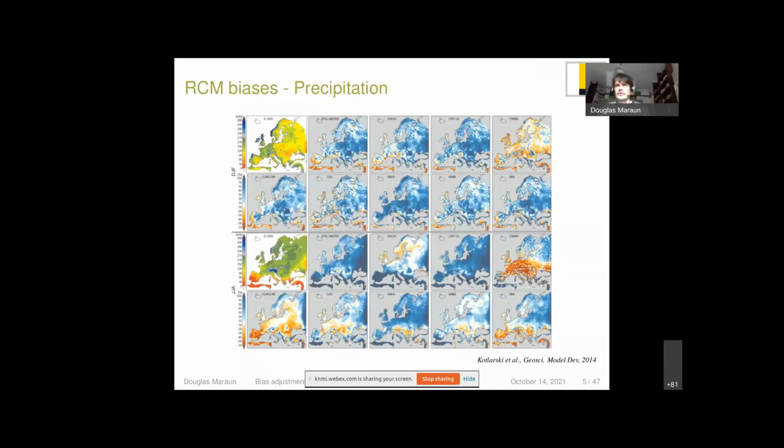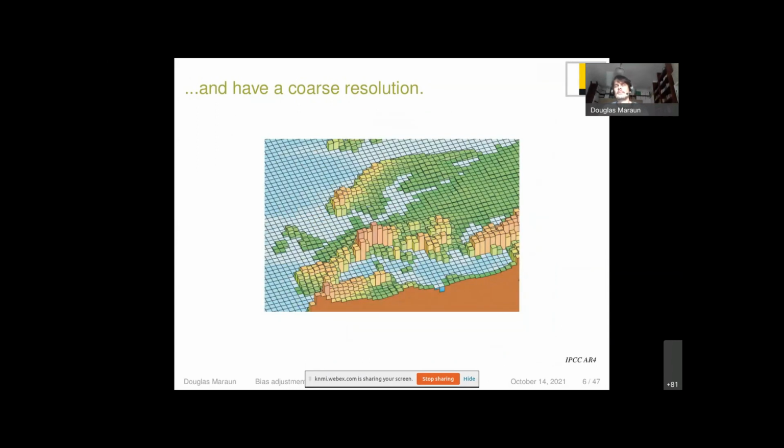And here you see the same thing for rainfall. So this is relative errors. And in some regions, the relative errors might be 100% for some of the models. So that's the one thing.